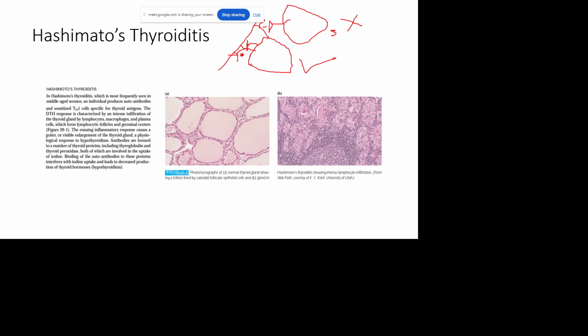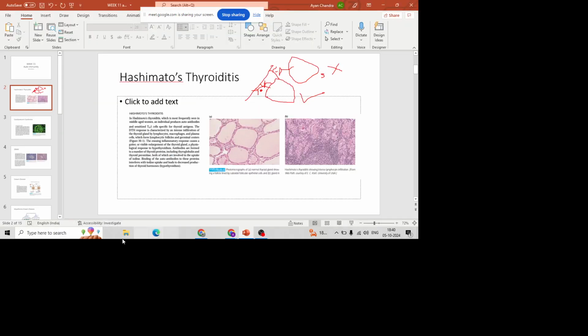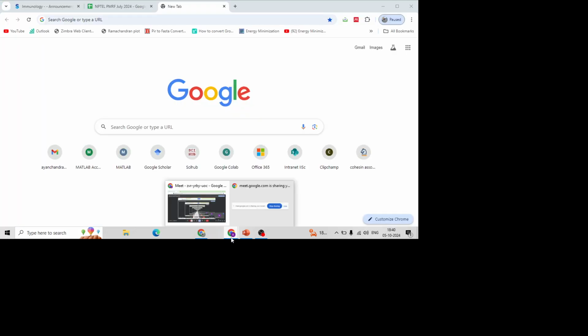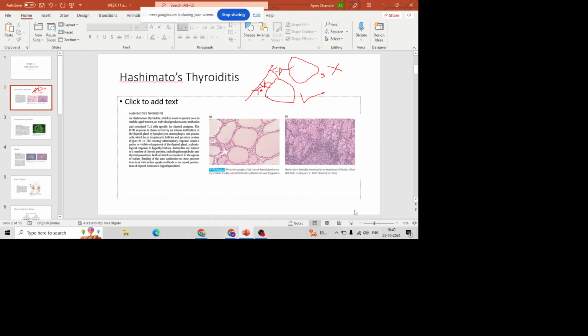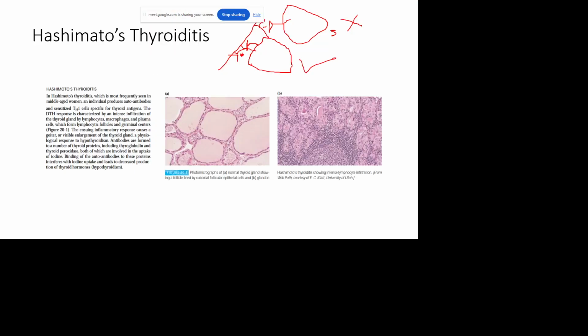Okay, so now we will discuss some diseases of autoimmunity, which arise due to autoimmunity, known as autoimmune disorders. We will first start with Hashimoto's thyroiditis.